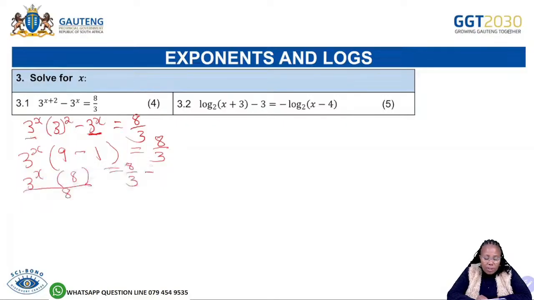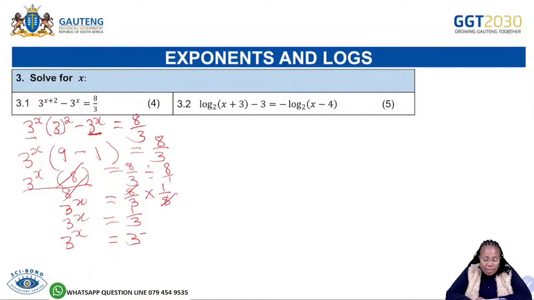Divide by 8 both sides. 8 will cancel 8, you are left with 3 to the power x. So 8 over 3 multiplied by 1 over 8. When you change division to multiplication, remember 8 will cancel 8, you are left with 3 to the power x equals 1 over 3. And then 3 to the power x, we are targeting base 3 because we have base 3 on the left. Then we write this in exponential form. It will be 3 to the power minus 1. Therefore, x is equal to minus 1.